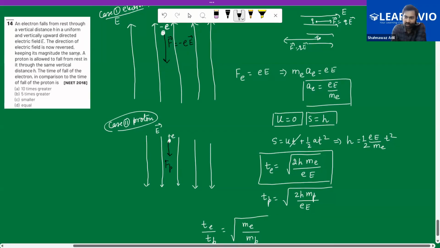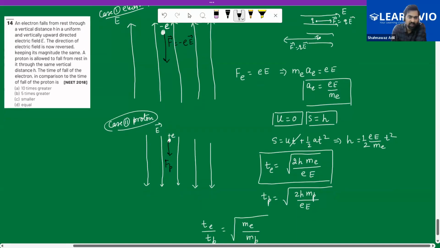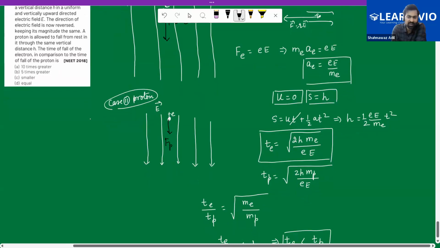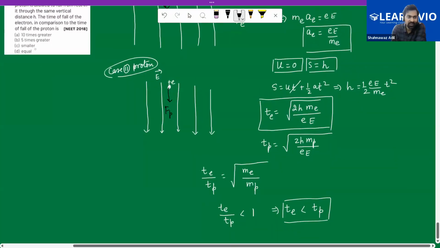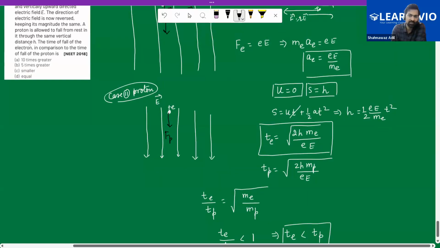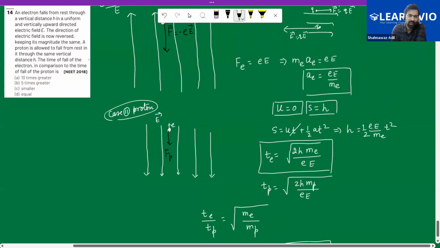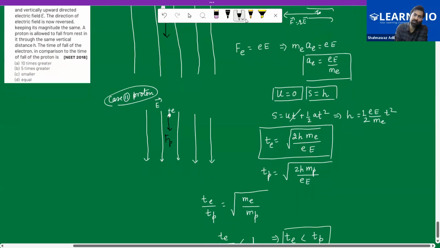So time is faster, meaning smaller, right? So the electron will take smaller time. Is it clear? So this option would be correct.